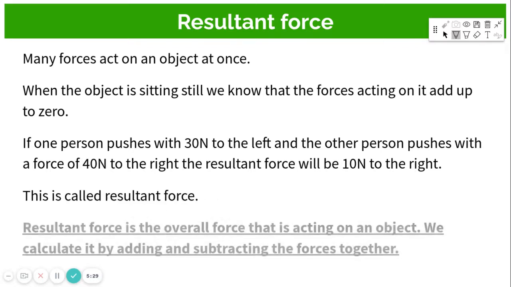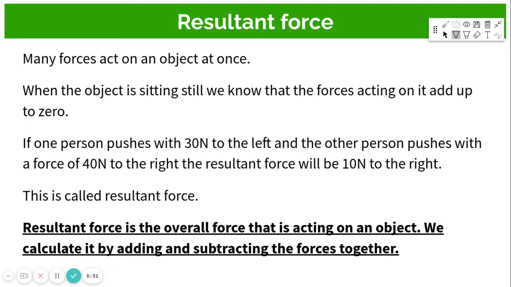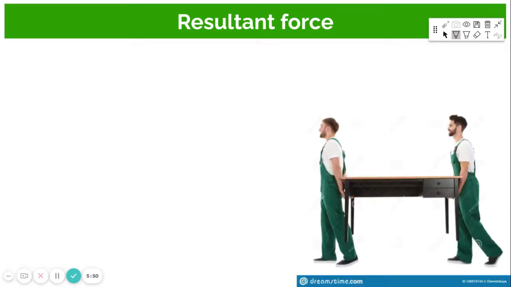So I'm going to go back to this definition. You can pause and write it down. Now, resultant force is the overall force that is acting on an object. We calculate it by adding or subtracting the forces together. Leave a little space when you write that definition down, because I want you to add a little more notes on it. I'm going to add a little bit more notes on it. For now, let's do some examples.